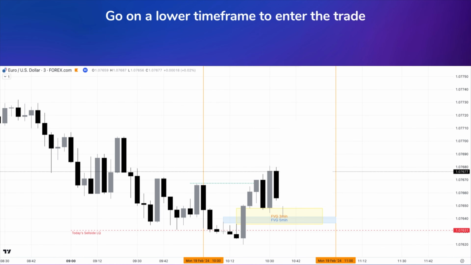And so by going on a lower time frame, we're here on the 3 minutes time frame and we want to see if we want to enter the trade. Please notice guys, here we have two fair value gaps. The smaller one in blue is the fair value gap on the 5 minutes and the yellow and orange one is the fair value gap on the 3 minutes time frame. You can see that the price has created this fair value gap on the 3 minutes time frame and that it has entered it already once.